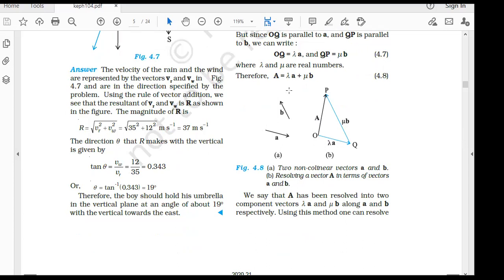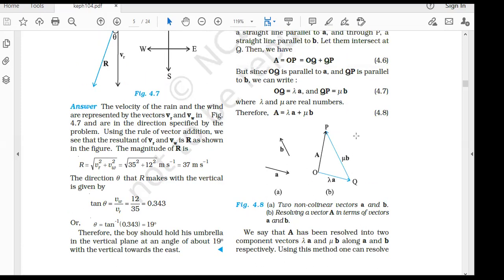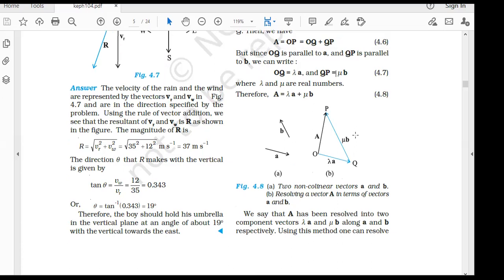What this says is, suppose I am able to write a vector like this, lambda into A. What is lambda into A? Some A times some bigger or smaller vector. So that means it's in the same direction. And look at this B. So mu into B means same direction, but the size might be bigger or smaller. So if I'm able to add this and this, and if I'm able to find A, then it means these three vectors are coplanar. They are in the same plane.